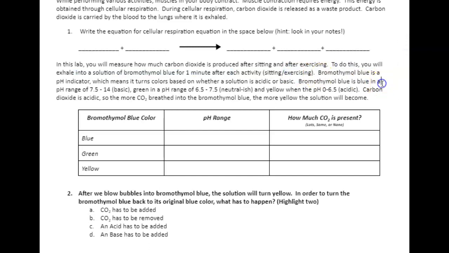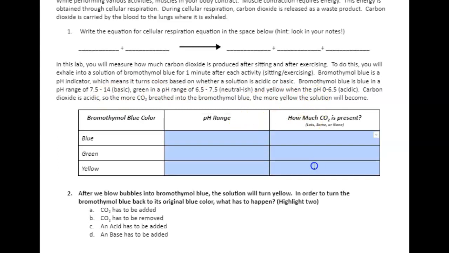So bromethymol blue is a pH indicator, and that means it turns colors based on whether it's acidic or basic. So we've used bromethymol blue before. It's blue when it's a base, it's green when it's neutral, and it's yellow when it's acidic. So we're going to start off with this bromethymol blue being blue, and what's going to happen is we're going to blow bubbles into it, and carbon dioxide is acidic. So it's going to change it from that blue base to a yellow acid. So the more CO2 we breathe in, the more yellow it will become.